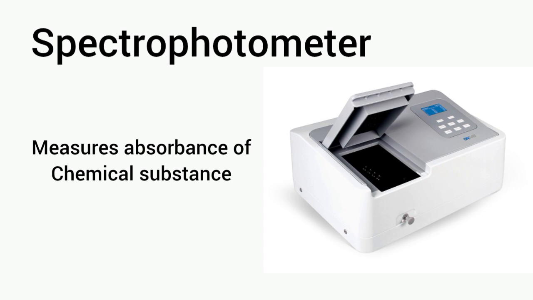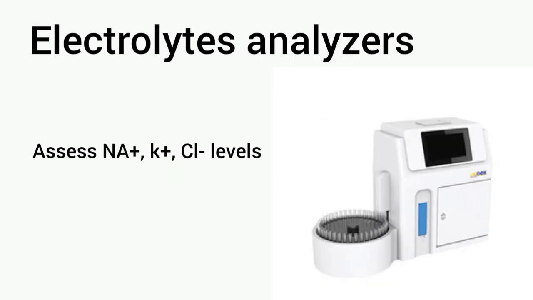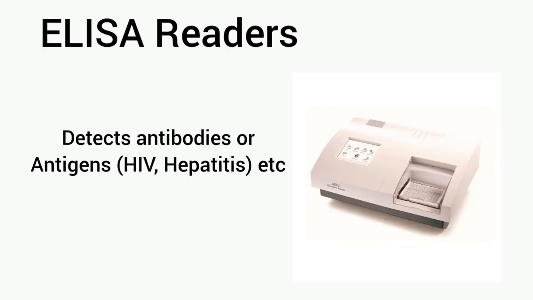Spectrophotometer. It is used for measuring absorbance of chemical substances. Electrolyte analyzer is used for assessing sodium, potassium, and chlorine levels. ELISA reader is used for detecting antibodies or antigens, such as HIV or hepatitis.